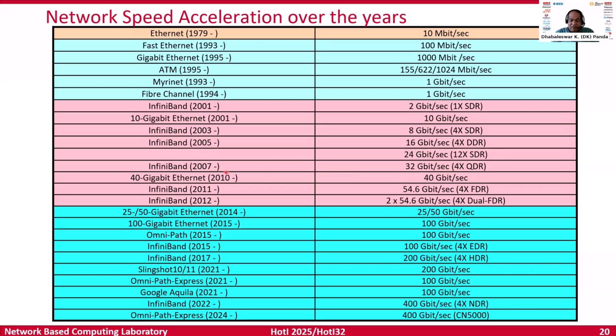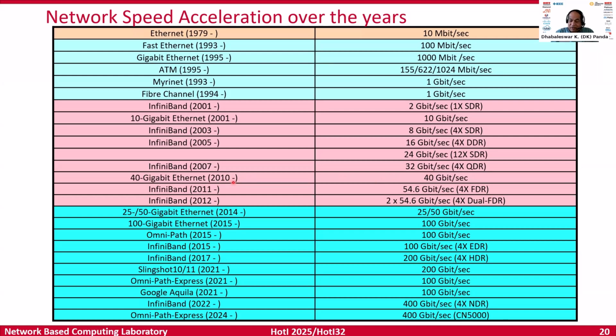And in 2007, you see the technology advanced again. Instead of DDR, it moved to QDR, quad data rate. That means in one clock cycle, we can send 4 bits. That gave the bandwidth from 16 to 32, so this was 32 gigabits per second. The physical rate was 40 gigabits per second.